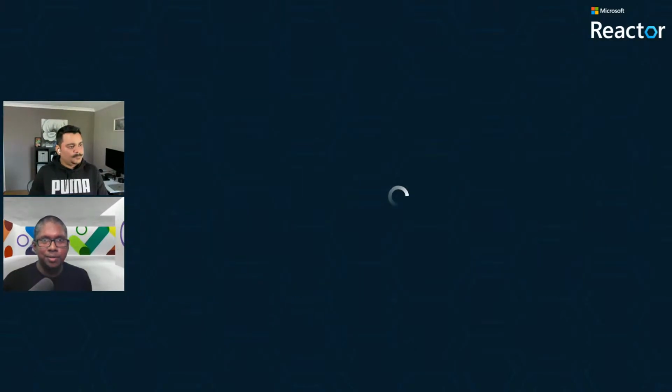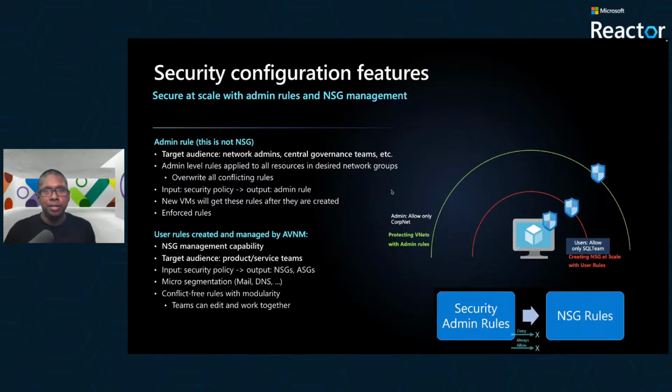Awesome, Deepak. Thank you so much. I think that was a really good demonstration of how we can implement complex topologies and at the same time automate all of the routing as well as all of the connectivity configuration at scale across regions. Now, once we've set up our network and our connectivity, the next aspect for us to look at is, how do we secure this? So this is where the security admin rule capability comes in, which is part of Virtual Network Manager.